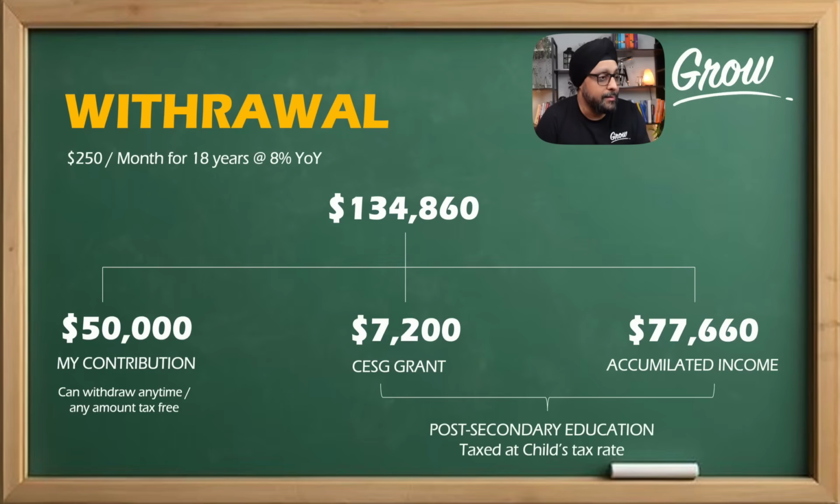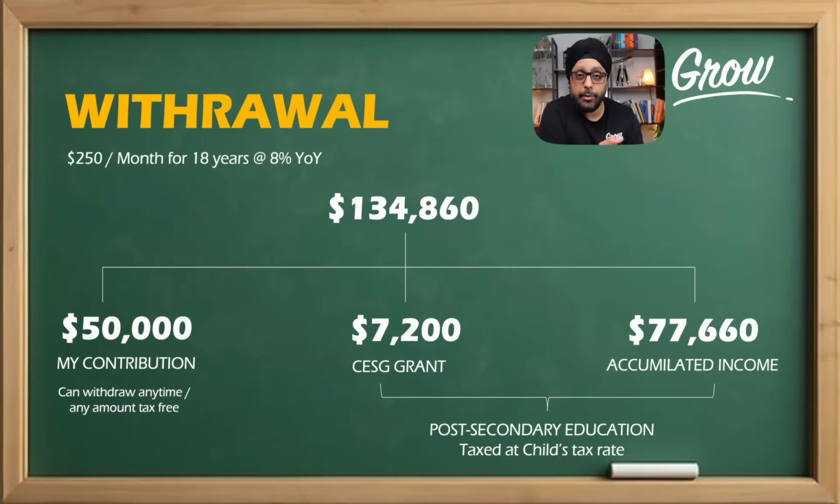But this $7,200 and $77,660, the accumulated income and the grant, can only be used if your child goes for post-secondary education, and it's taxed at the child's tax rate, which is amazing. So one of the strategies that I've read about is that people actually use the grant and the accumulated income first towards the fees, because you can take out the contribution anytime later as well, and you will not be taxed on that. But because in the early years of the child's education they're not earning enough money, it's almost tax-free for them because they get grants and all sorts of benefits.